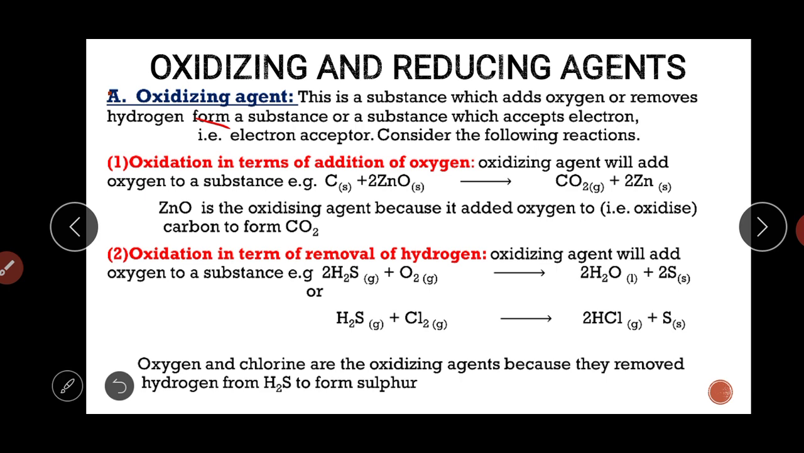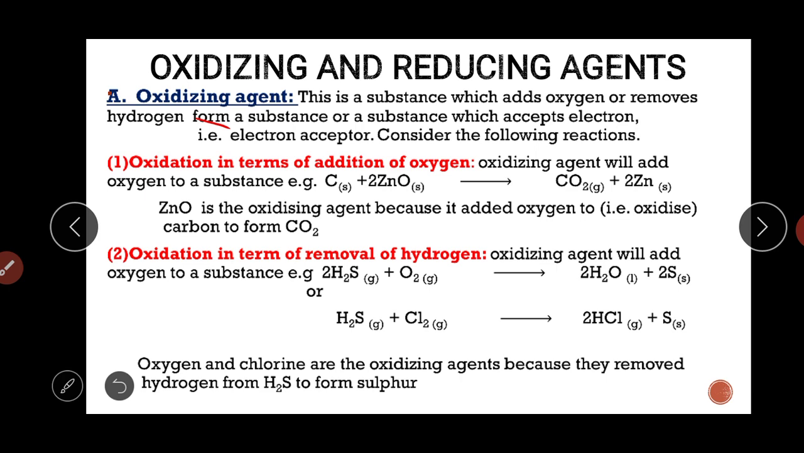Now let's look at the removal of hydrogen. You said that an oxidizing agent is the one that removes hydrogen from a substance. It will add oxygen, it will remove hydrogen. Let's look at the second one. Hydrogen sulfide plus oxygen. If you look at this, hydrogen sulfide is at the left. When you get to the right, the hydrogen sulfide has turned to sulfur and water. You can see sulfur is carrying hydrogen on the left, but on the right, sulfur is no longer carrying hydrogen.